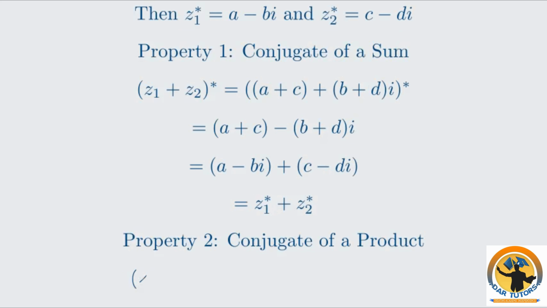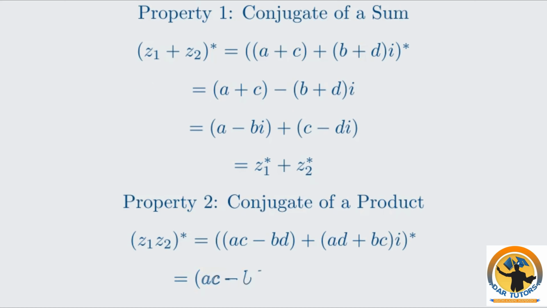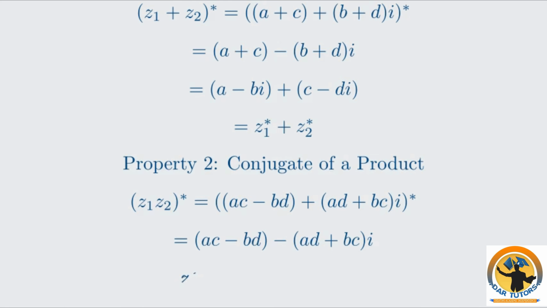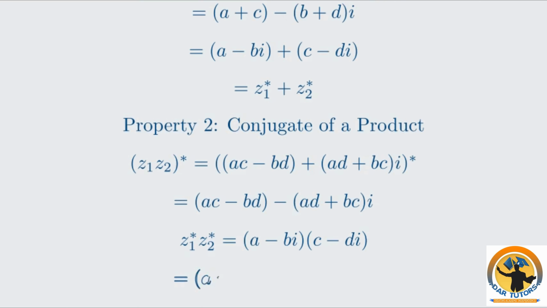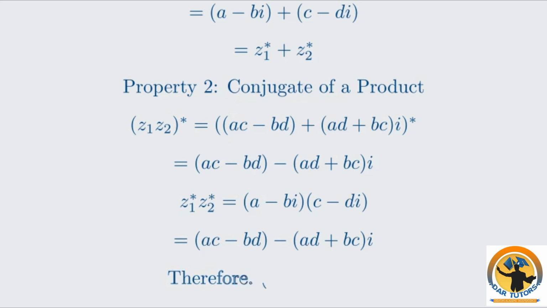The conjugate of z1 times z2 is the conjugate of ac minus bd plus ad plus bci. This is ac minus bd minus ad plus bci. Now let's calculate the product of the conjugates z1 star times z2 star. This is a minus bi times c minus di, which expands to ac minus bd minus ad plus bci. The results are identical, so the conjugate of a product is the product of the conjugates.